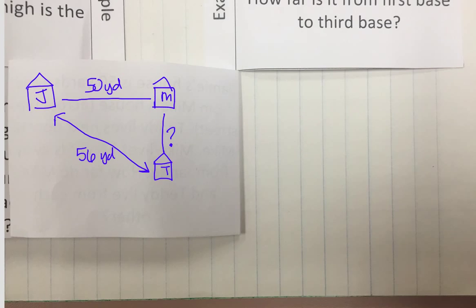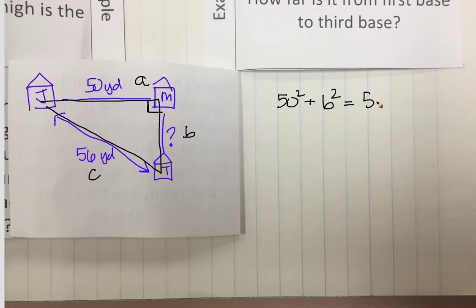Okay. So if you take a look at this setup here, we've got a right triangle that's created by these four guys' houses. And my A and B are the two legs, so 50 and question mark. And then my C is 56. So we can come over to our work area and start solving. So 50 squared is 2,500 plus B squared equals 56 squared. Definitely use a calculator again. 56 squared is 3,136.